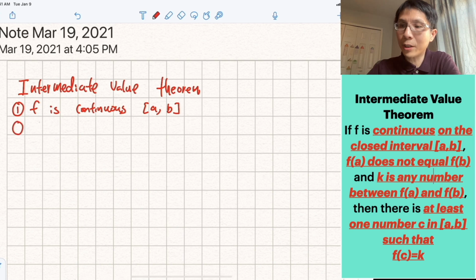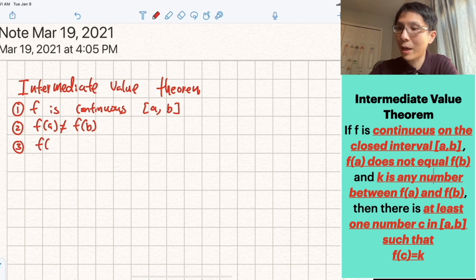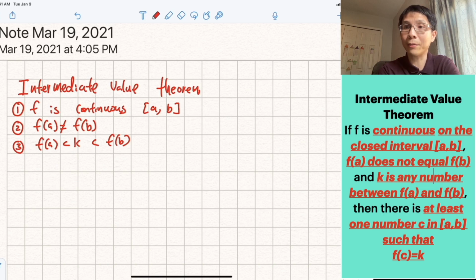The second condition is f of a does not equal f of b. We're just going to shorthand it. There's a big reason why a lot of intermediate value theorem statements don't have this condition. And the third condition is k is between f of a and f of b. I'm going to write it down as f of a is less than k is less than f of b. That means k is between f of a and f of b.